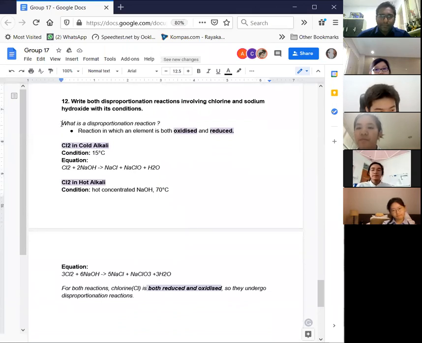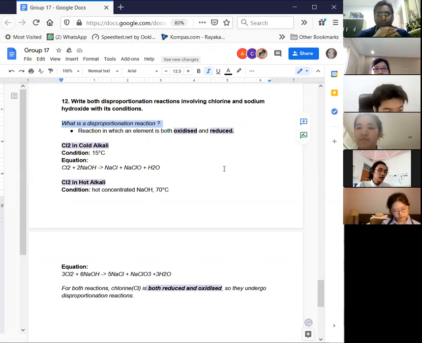So let's talk about disproportionation reactions. So what are disproportionation reactions? It's a reaction in which one element or more will become both oxidized and reduced. So let's look at chlorine here.